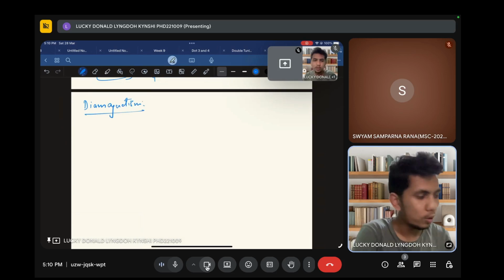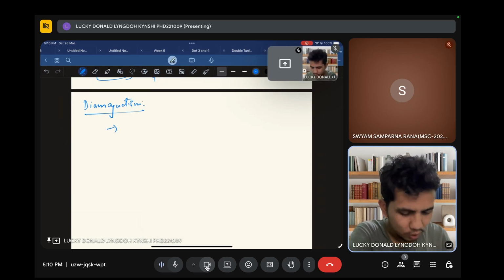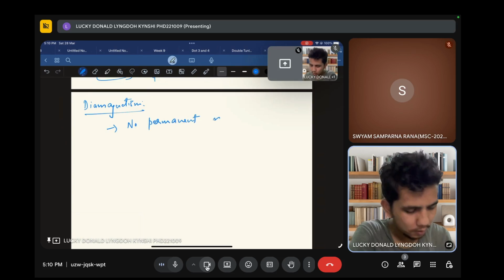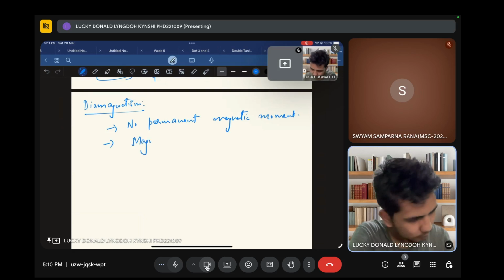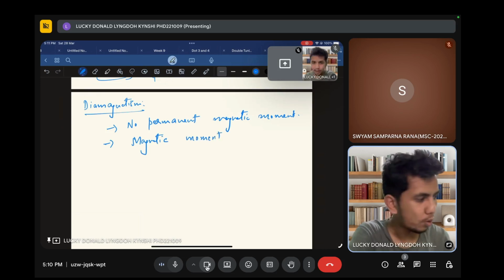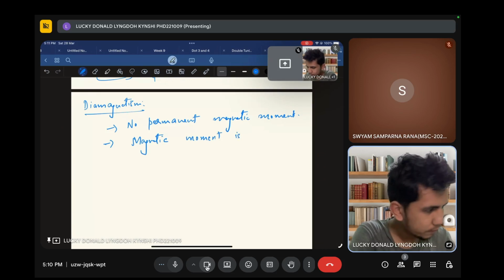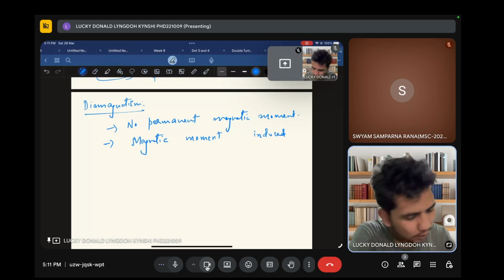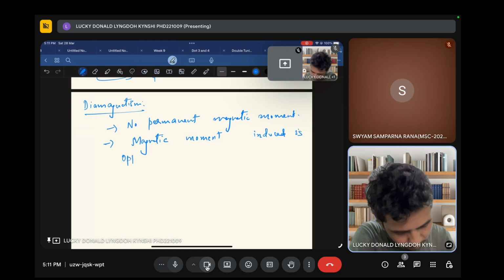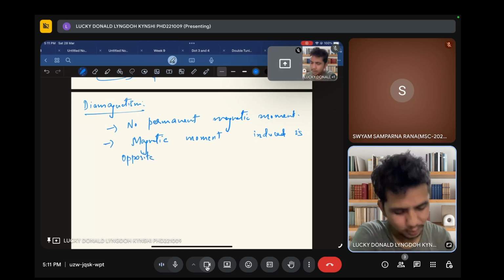Okay, what is most important in the primary part is this: there is no permanent magnetic moment. And the second one is that your magnetic moment is induced, and the induced magnetic moment is opposite to the applied magnetic field.